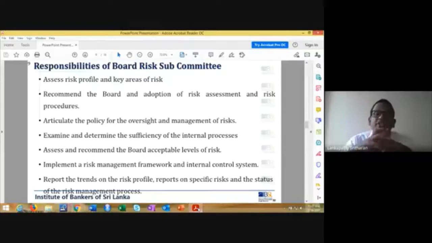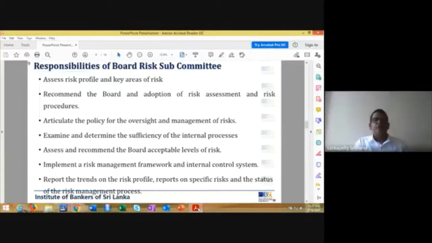For example, the cash handling of a bank or finance institution. If it is a bank, they have to handle the cash. Maybe they have to transfer it from head office to a branch, or from a branch to ATMs, standalone ATMs. They may have to handle or transfer the cash from one place to another. So cash handling is one of the risk management areas. So they have to examine and determine whether the internal processes are sufficient. Is there any lapse?